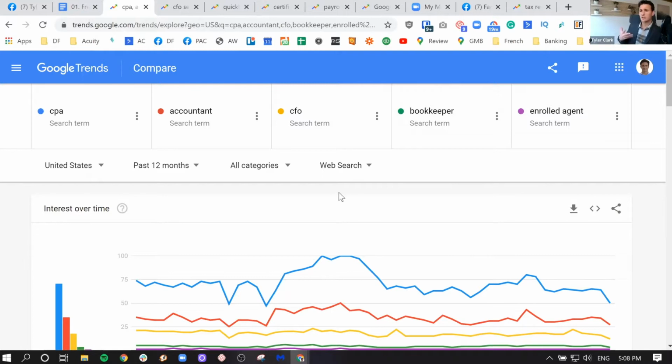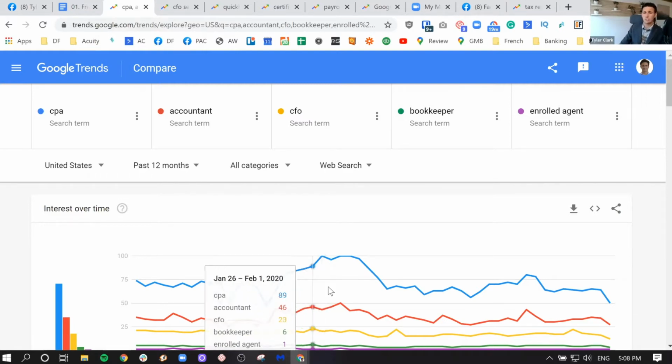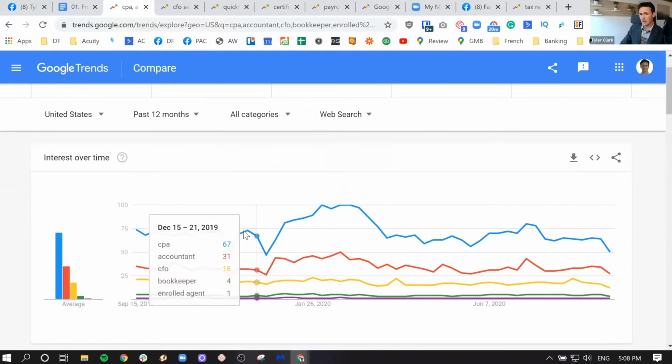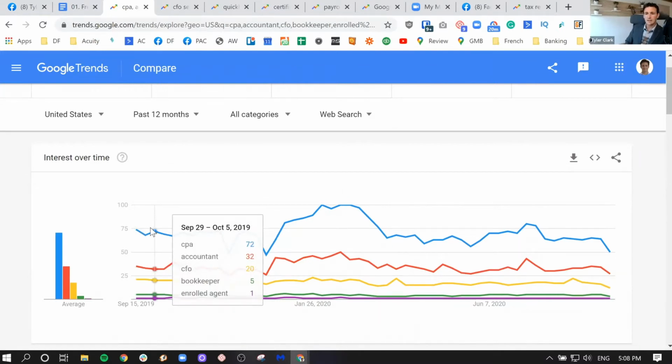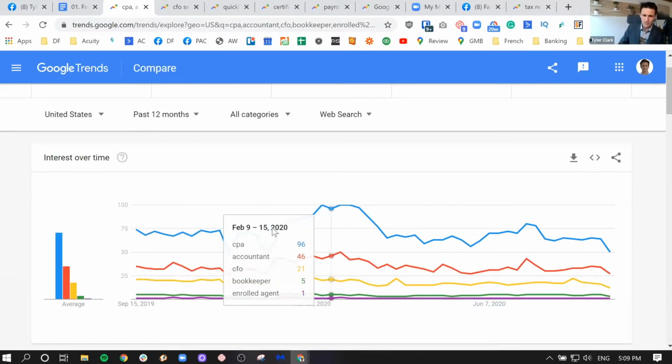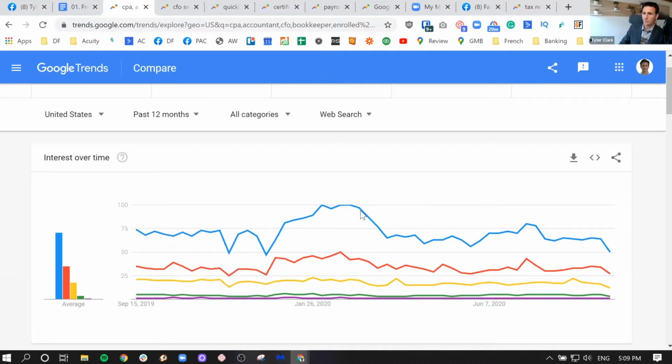And I was curious because I wasn't sure, honestly, to a certain degree, which one of these was going to win, right? Which one of these was generating the most interest over time compared to the other ones. And I did not think accountant would beat CPA. I thought most people are probably searching for accountants, and maybe a certain portion of the market is searching for CPA. And then I saw this, I was like, wow, CPA is by far the most searched for.